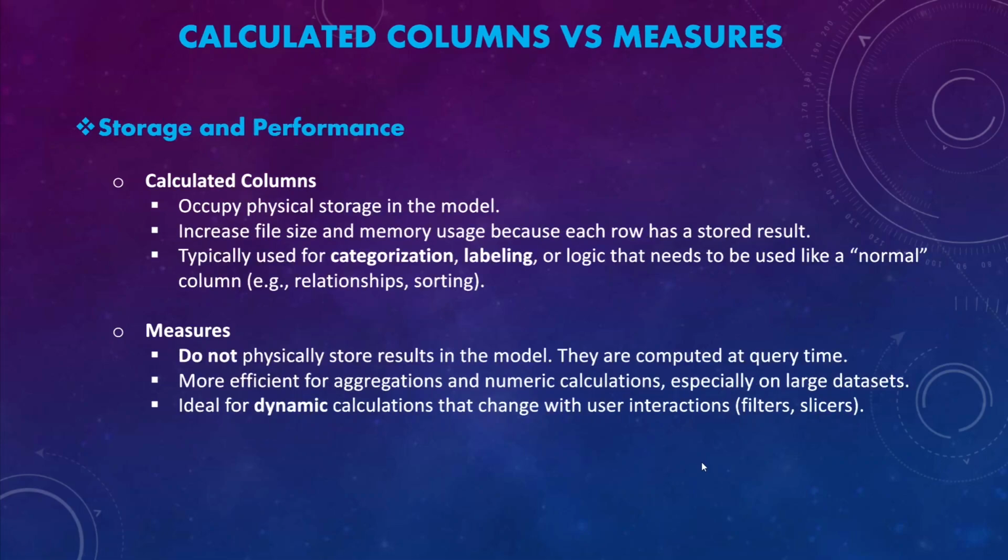A calculated column always uses physical storage in the model. The more calculated columns we add to the model, the more space it will occupy. Calculated columns are mainly used for categorization and labeling, whereas measures do not occupy any storage physically. They are computed at query time, when the user is interacting with the report. By choosing different filters, measures are more efficient for aggregations and numeric calculations.